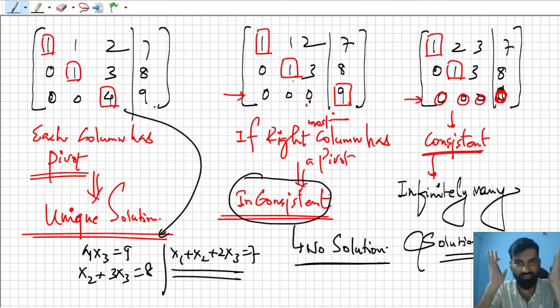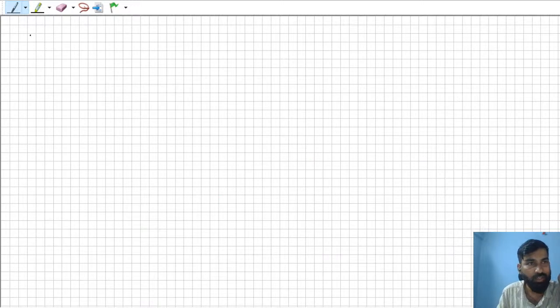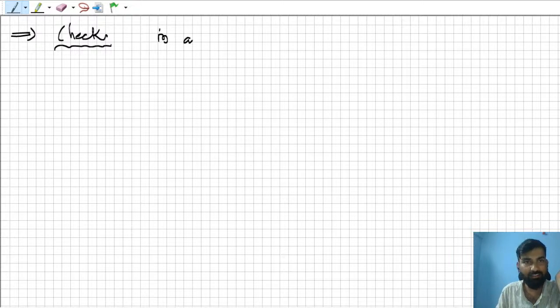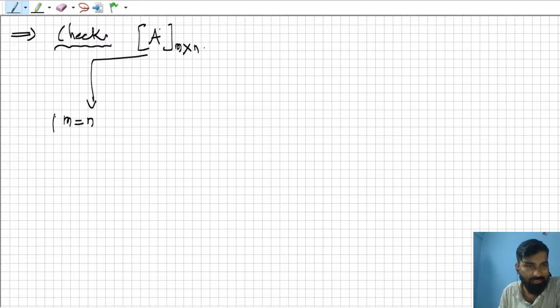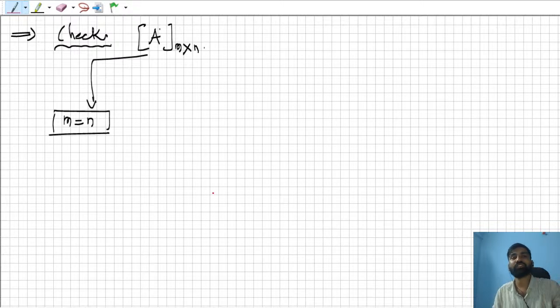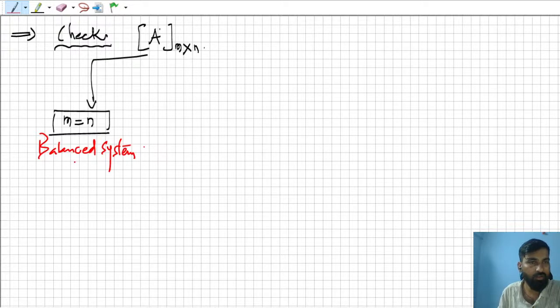So the moment you get the question, I have told you also, let me recap again. The moment you get the question, first of all check: suppose the matrix has m number of rows, meaning m equations, and n number of unknowns, or columns. Here you can have a few situations. You can take m equal to n. In the exam they might give you m equal to n, meaning the number of equations is equal to the number of unknowns. So it is a balanced system.